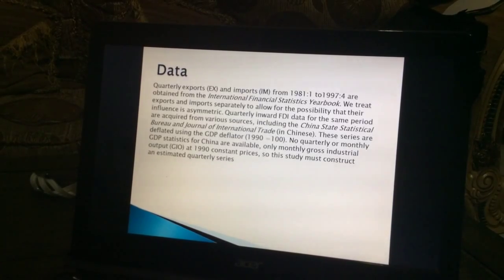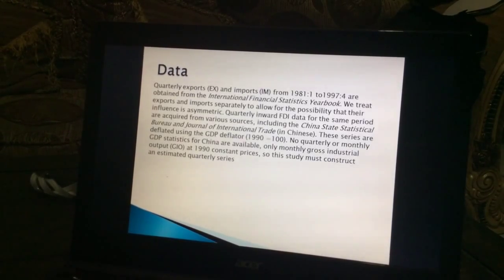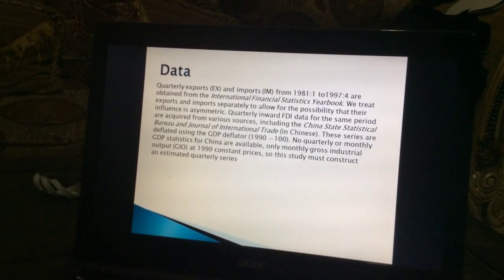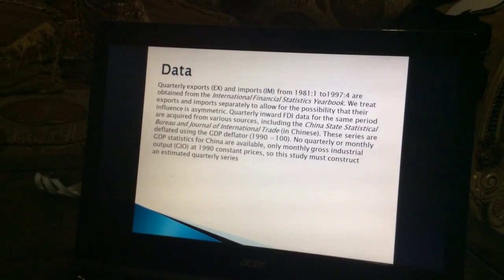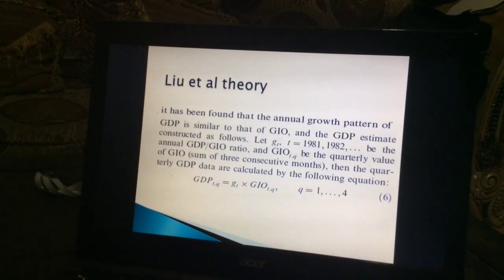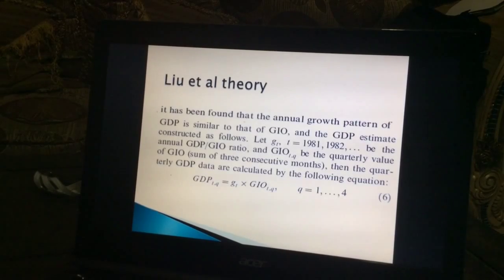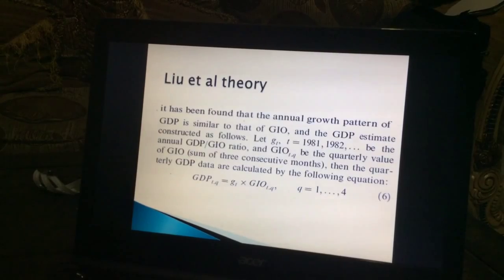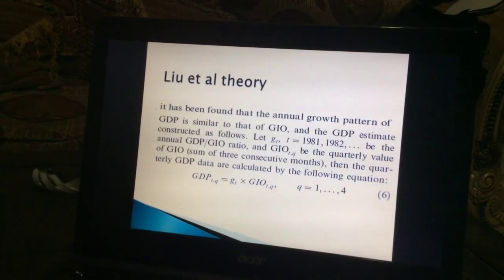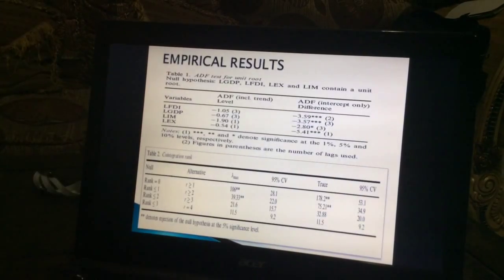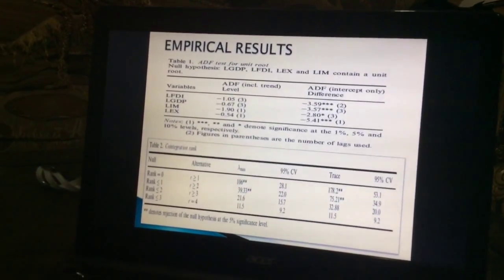The data of the research are quarterly exports and imports from 1981 to 1997, which we obtain from the International Financial Statistics Yearbook. This is equation 6. We take from Liu et al. the theory about the GDP, which is similar to that of GIO, and the GDP estimate is constructed as follows in equation 6. Now we have the empirical results.